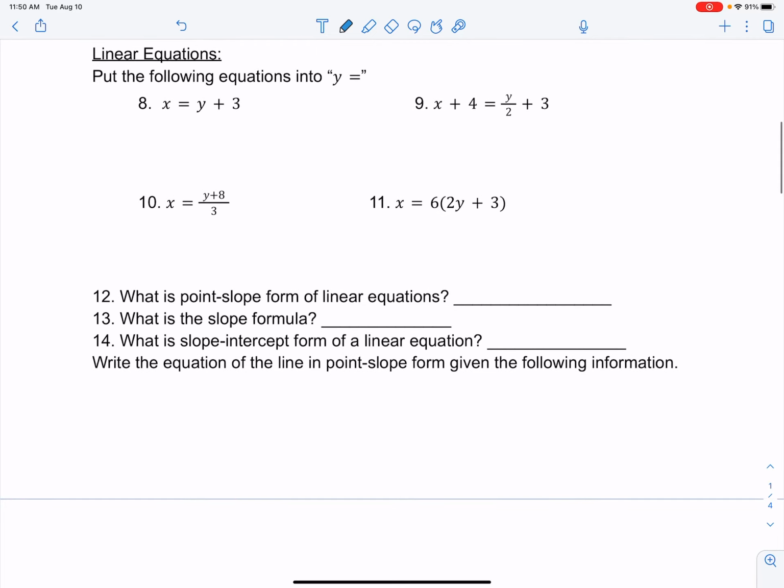So in this video, I'm going to go over the linear equations questions. The first thing you're asked to do is to change these equations into y equals. It's just a really important skill to have. So we're just going to rearrange them.